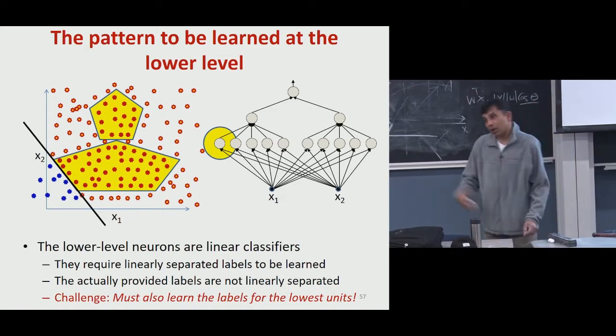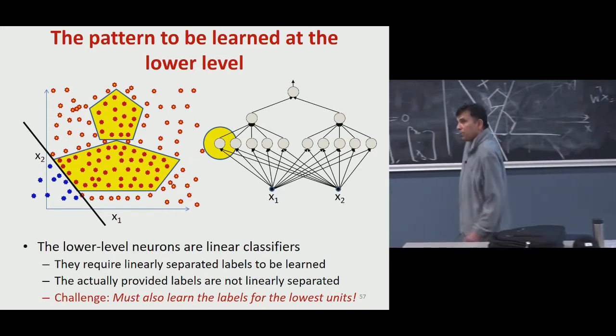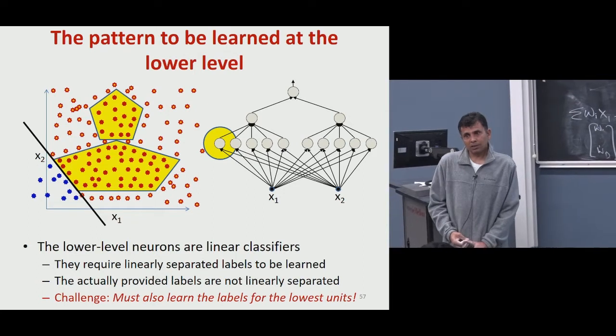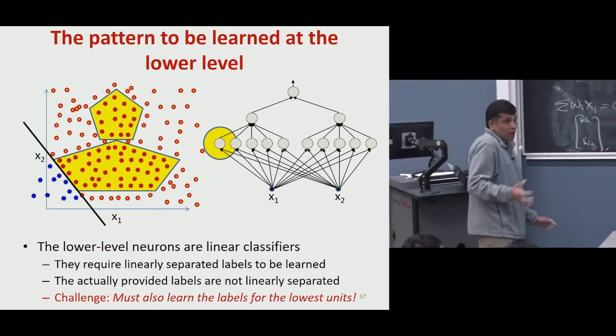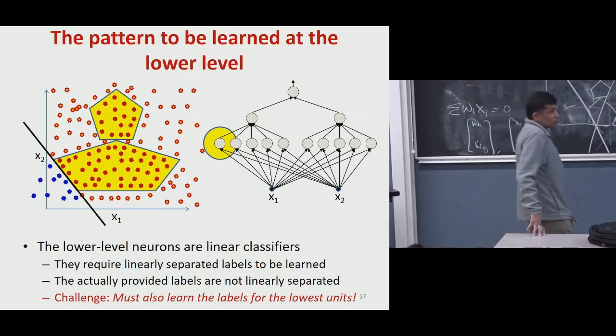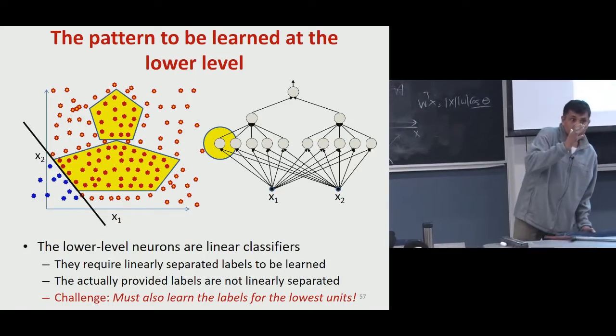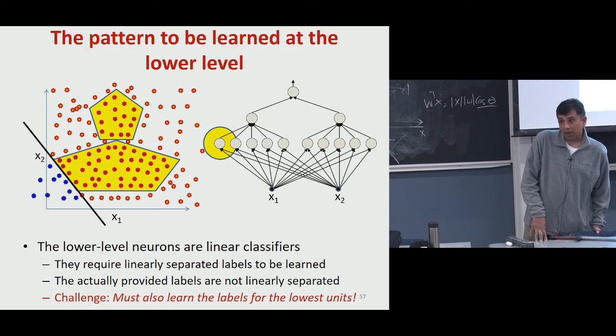Now you have n training instances. How many ways can you assign binary labels to n training instances? 2 raised to n. So you're going to have to evaluate every one of these 2 raised to n possible ways of assigning labels to these instances just to be able to learn one boundary. And how many boundaries do we have here?